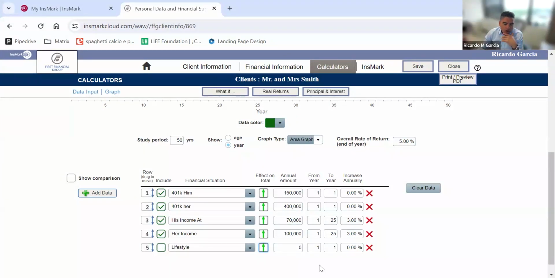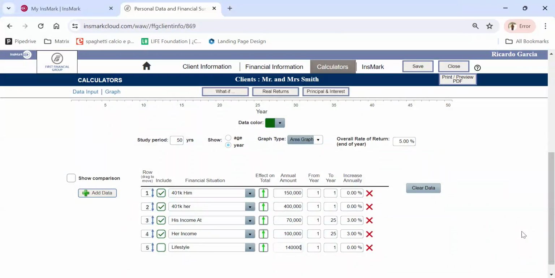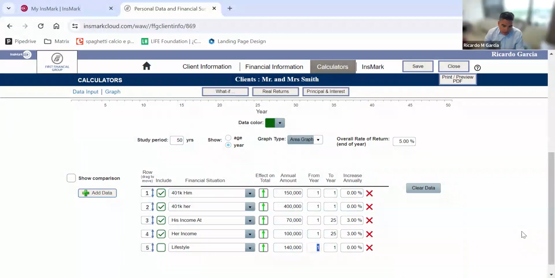So every dollar that we are not saving, we're spending. Let's say this couple has $170,000 of income coming in, and they're saving, let's just make up a number, $30,000. That means they're spending $140,000. That $140,000 is lifestyle that doesn't stop at retirement. You still have to eat, you still have to pay for the cars, you have to do all these things.